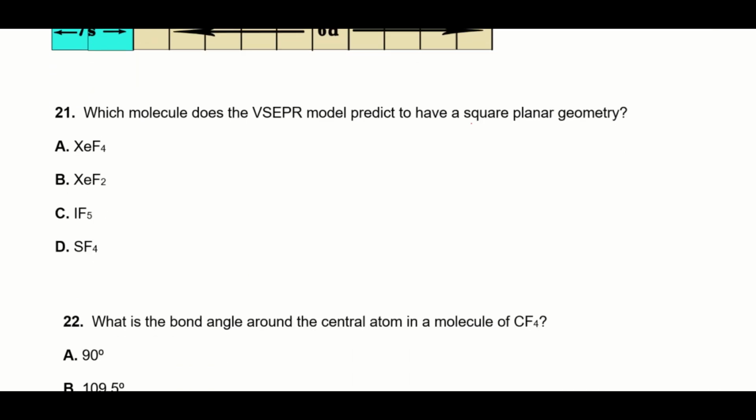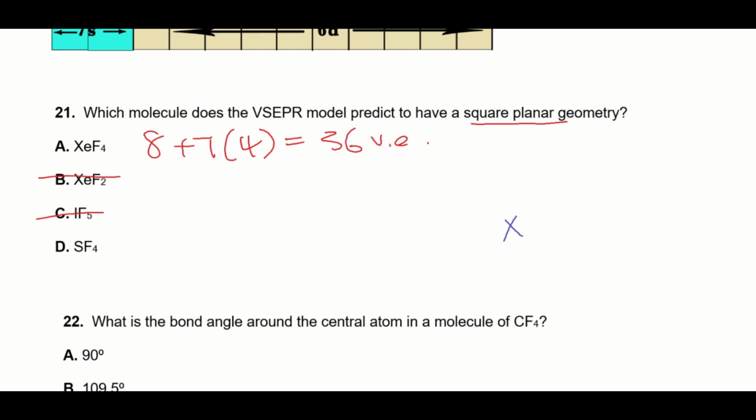VSEPR, we're looking for square planar. Well, you can't have a square if you've got more or less than 4. You can eliminate those choices because they're not going to give you squares. So let's check out what A looks like. All right, xenon is a noble gas, comes with 8 valence electrons. Fluorine is a halogen, it's got 7 valence electrons, and there are 4 of them. That's 28 plus 8 is 36 total valence electrons to work with.